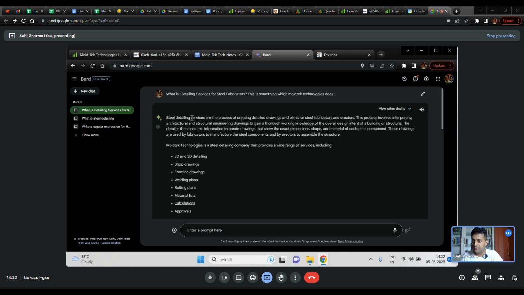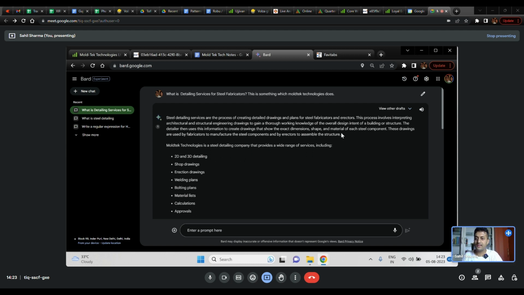Steel detailing services are the process of creating detailed drawings and plans for steel fabricators and erectors. Interpreting the architectural and structural engineering drawings to gain a thorough working knowledge of the overall design intent, the detailer will use the information to create drawings that show the exact dimensions, shape, and material, and the drawings are used by fabricators to manufacture the steel components and by the erectors to assemble the structure.